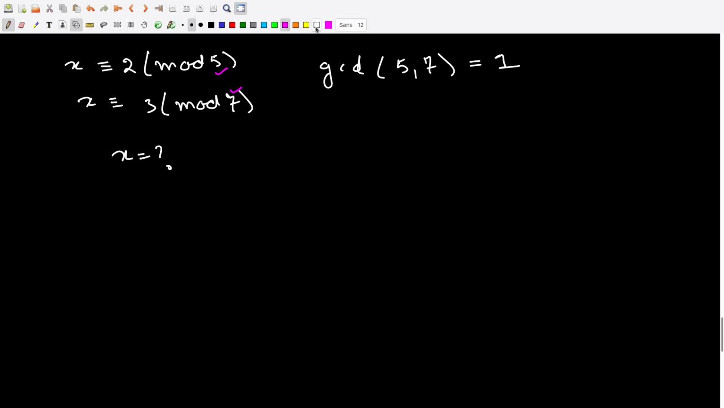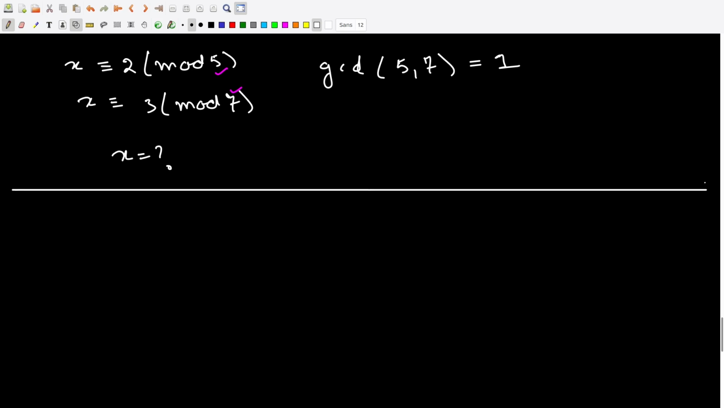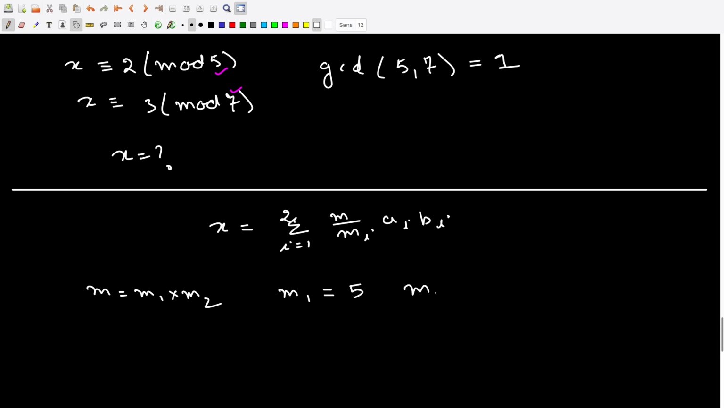Since the GCD is 1, we know that as per the Chinese remainder theorem, the value of x will be the sum for i equals 1 to 2, since there are just two equations here, of M upon mi, ai and bi. Now, M is what? M equals m1 into m2 in this case, and m1 equals 5 and m2 equals 7. Similarly, a1 equals 2 and a2 equals 3. So this a1 and a2 are these: this is a1 and this is a2.